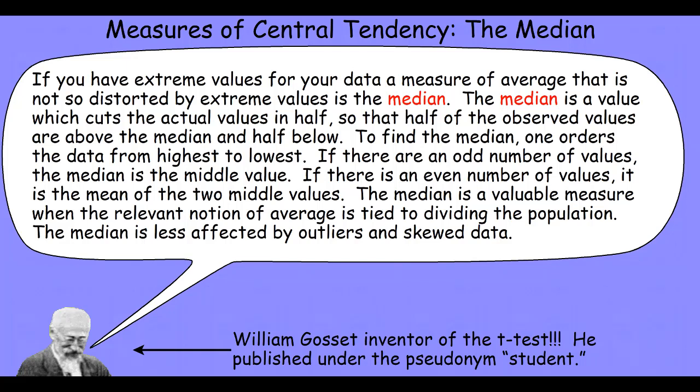So the median, a numerical measure of central tendency, can be and often is an actual value in your data set and a possible value in the world, but it doesn't have to be. So when we take the mean of the two middle values, that probably won't be a value in our data set, and it probably won't correspond to a value in the real population. However, the median is a valuable measure when the relevant notion of average is tied to dividing the population in half. In particular, because of that, the median is less affected by outliers or skewed data.